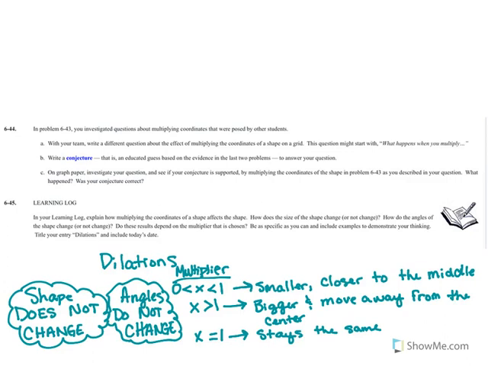Now I want you guys to write an example of this in your notebook, and then you are done. If you did not already do the 6.2.1 homework, your problems are 46, 49, and 51. So make sure you guys get those done. That's all I have for you. So tomorrow we will do lesson 6.2.2.